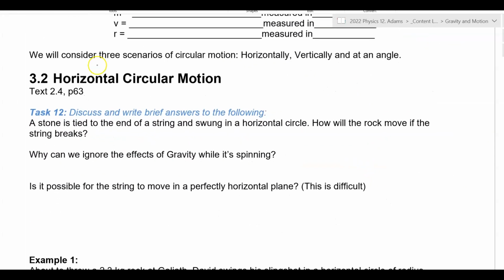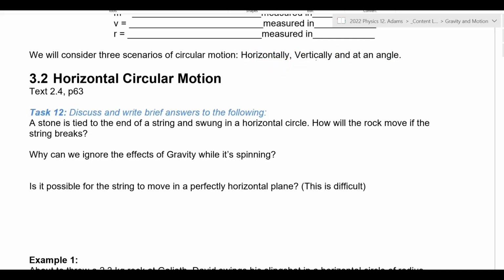Now, let's move on. Like it says, we'll consider the 3 scenarios of circular motion. We're going to do horizontally today, and then we'll look at vertically, straight up and down, and then at an angle, things like banked tracks and velodromes and stuff like that. So first one, horizontal circular motion.